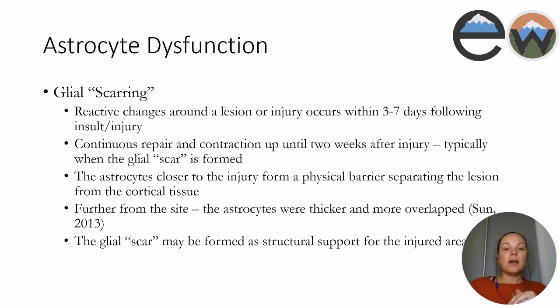The astrocytes that are closer to the injury will form that physical barrier that separates the lesion from the rest of the tissue, so it's trying to protect it again. Further from the site, the astrocytes are thicker and more overlapped. So again, we just have irritated astrocytic activity around this area. So the glial scar may be formed as more of a structural support, like a splint for the injured area.